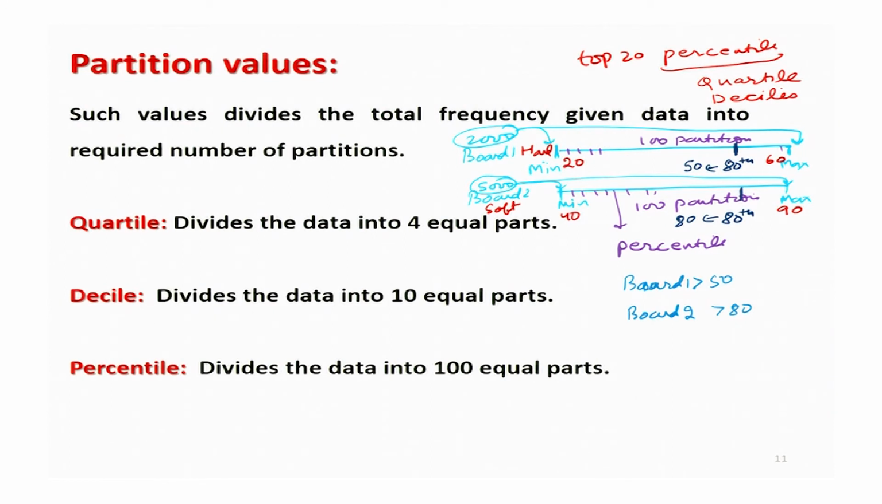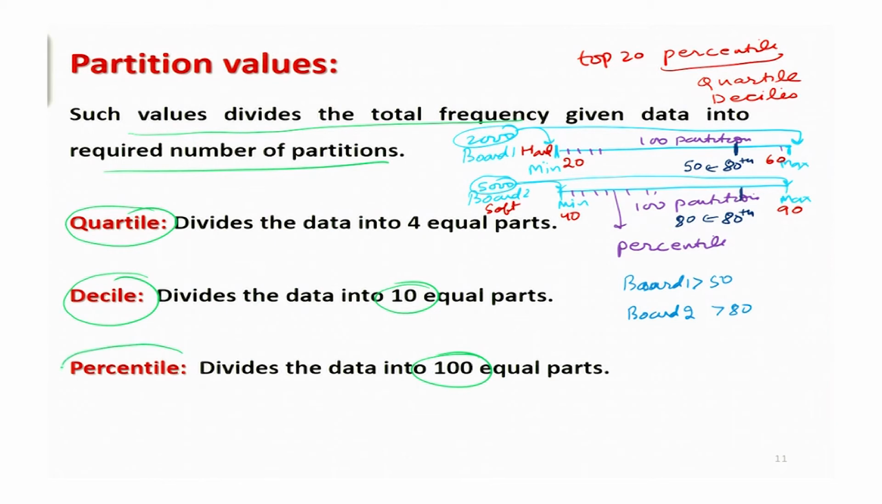In partition values, the total frequency is divided into the required number of partitions. You have the data, you create the frequency table, and then you divide it into the required partitions. If you divide the total frequency into 4 equal parts, it is called a quartile; if you divide it into 10 parts, each partition is called a decile; and if you divide the total frequency into 100 equal parts, you call it a percentile.